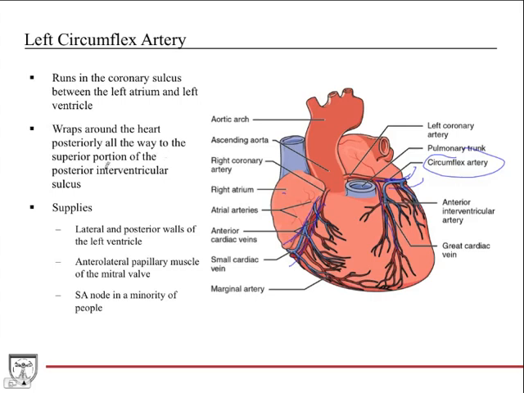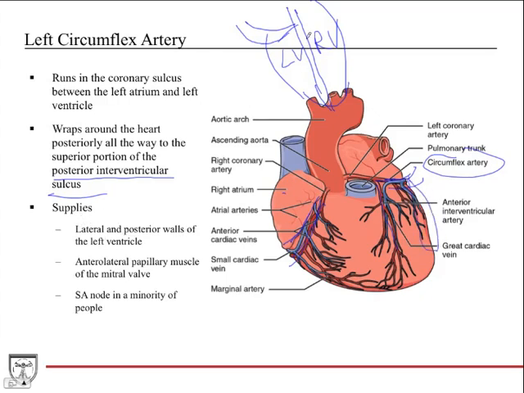It wraps around the heart posteriorly all the way to the superior portion of the posterior interventricular sulcus. If we look at the posterior aspect of the heart, there's another depression on the surface between the left ventricle and the right ventricle, and the circumflex comes around from the anterior surface and terminates just at the superior portion of that sulcus. Again, really important is what it supplies: the lateral and posterior walls of the left ventricle, the anterolateral papillary muscle of the mitral valve, and the SA node in the minority of people. In the majority of people, the SA node is supplied by the right coronary artery, but in the minority of people, it is supplied by the circumflex.